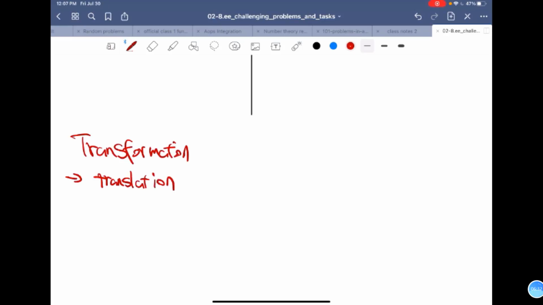What is a translation, Alan? Do you mind telling us what that is? It's keeping the same shape or point, but you're just moving it around. Yeah. All right, so there are two components.